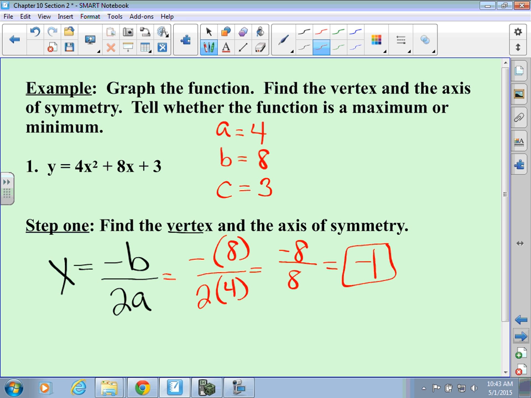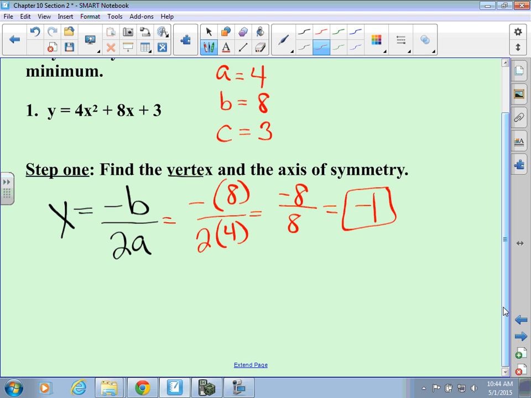Okay, and how we're going to do that is we're going to use the equation that they gave me up above. So I'm going to write now y equals 4x squared plus 8x plus 3. And I'm going to go ahead then and I'm going to put in that -1. Now, if I'm solving for this, what do I do first? My exponent. Excellent. Order of operations, right?